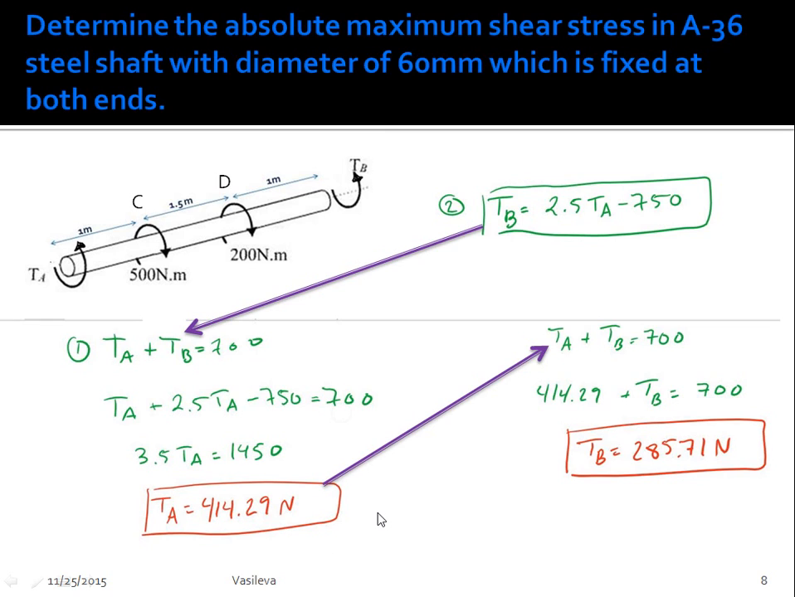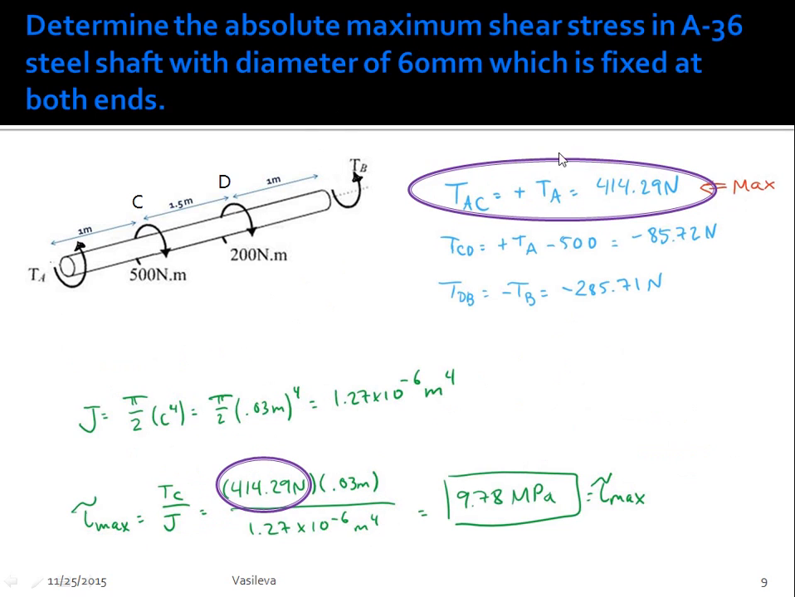Then I want to determine the absolute maximum shear stress. So I need to find which section has the maximum torque. So TAC we said was equal to TA. So that's 414.29. TCD was equal to TA minus 500. So I got that. And then TDB was equal to negative TB. So I got that. And obviously the biggest torque turns out to be in section TAC. So that's 414.29.